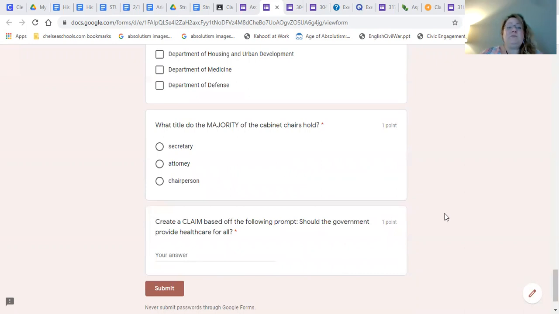What title do the majority of the cabinet chairs hold? Secretary, attorney, or chairperson? Last question is an open response. Remember that a claim is a simple statement that either agrees or disagrees with a prompt. Create a claim based off the following prompt. Should the government provide health care for all?